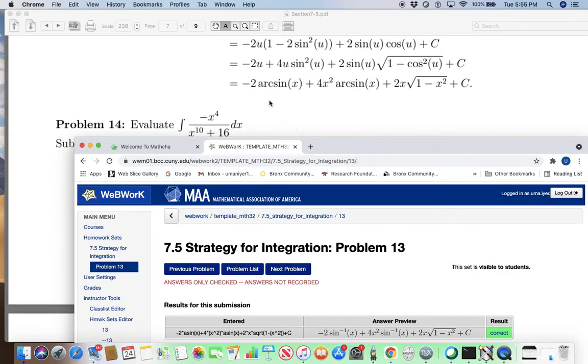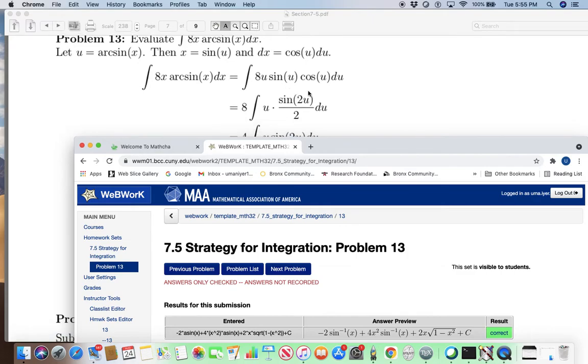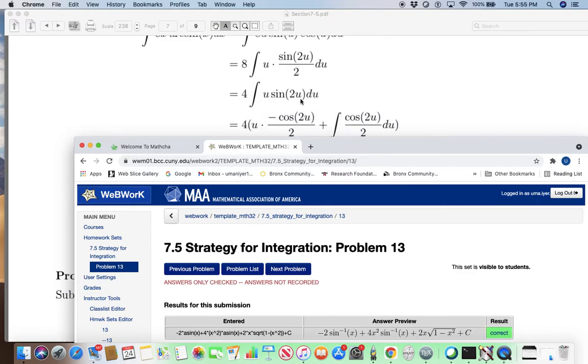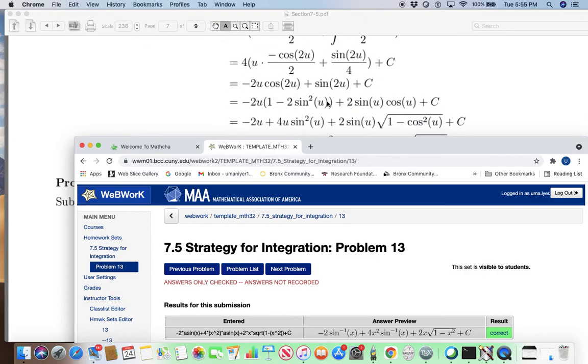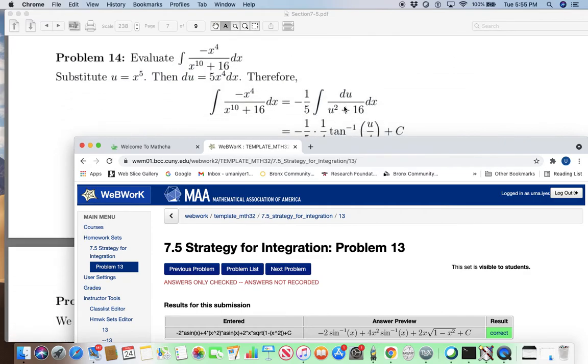Okay, so what did we do here? We used substitution, and then here we used double angle formula for sine, and eventually we used integration by parts, and upon completion don't forget to resubstitute back.